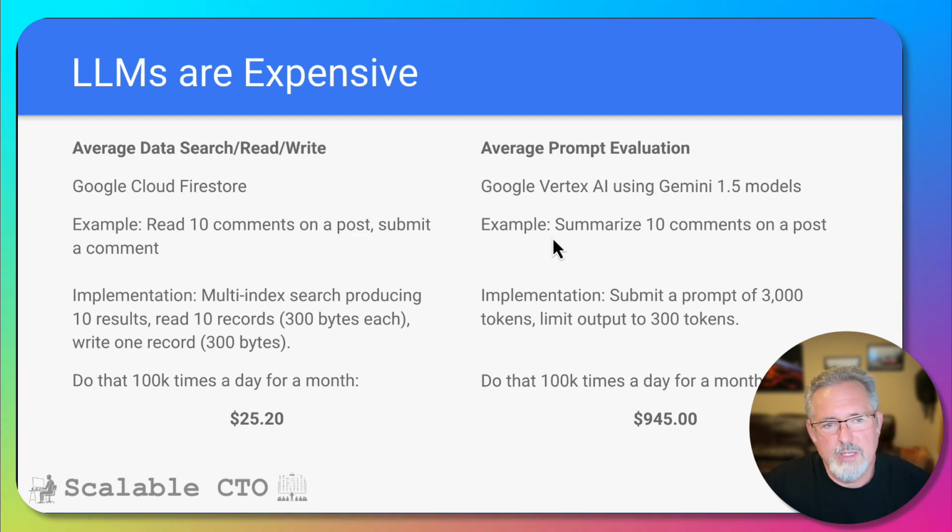And if we go over to the LLM side, we're going to look at a prompt evaluation, a pretty straightforward one. So we're going to use Vertex AI, the Gemini 1.5 model, which is the most current one. And we're going to summarize this. We're going to take those same 10 comments that we read that were 300 bytes each, and we're going to summarize them. So we're just going to give it a simple prompt. We're going to submit this prompt of about 3,000 tokens. So it'll be the 10 comments plus the prompt itself. And then we're going to limit its output to 300 tokens, a fairly brief response. If we did that 100,000 times a day for a month, that would be $945. So that's about a 40x, a couple of orders of magnitude increase.